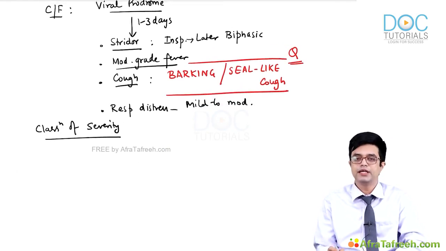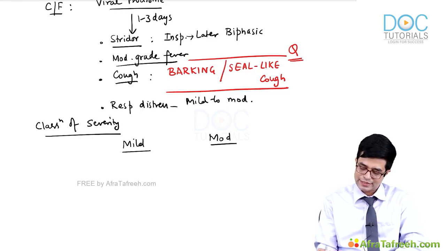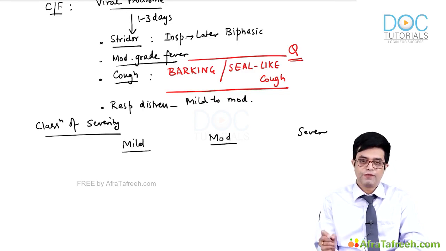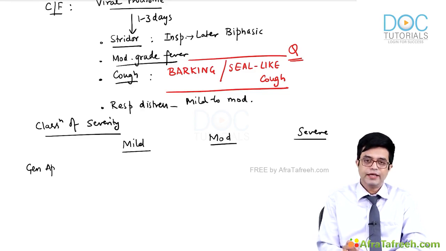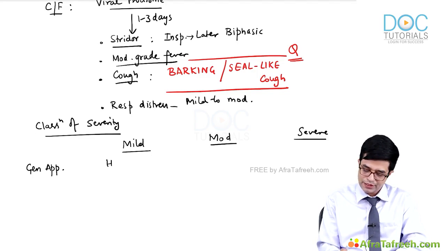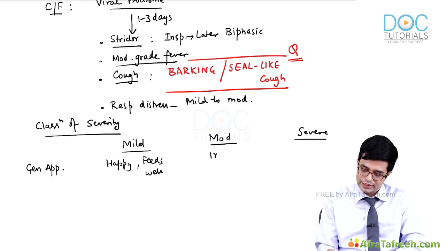So, for classification of severity, we can form a small table here. There are three categories of croup. We have mild croup, moderate croup, and severe croup. First, we look at the general appearance of the child. In mild croup, the child is happy and feeds well. In moderate croup, the child is irritable. In severe croup, the child is anxious or has altered sensorium.